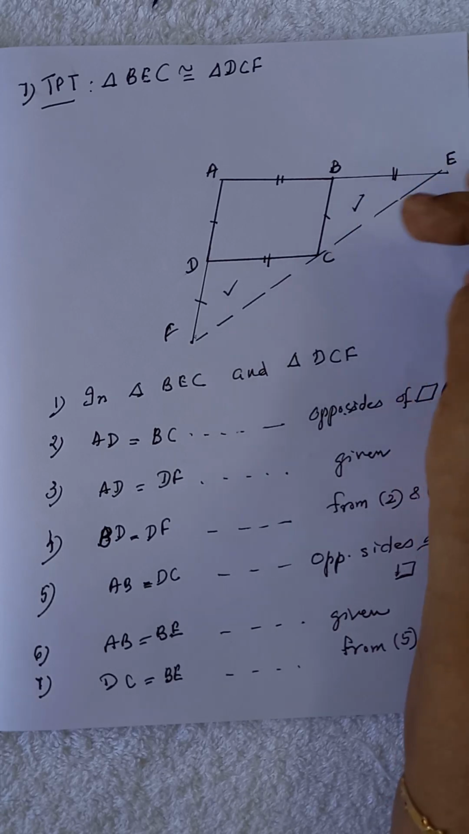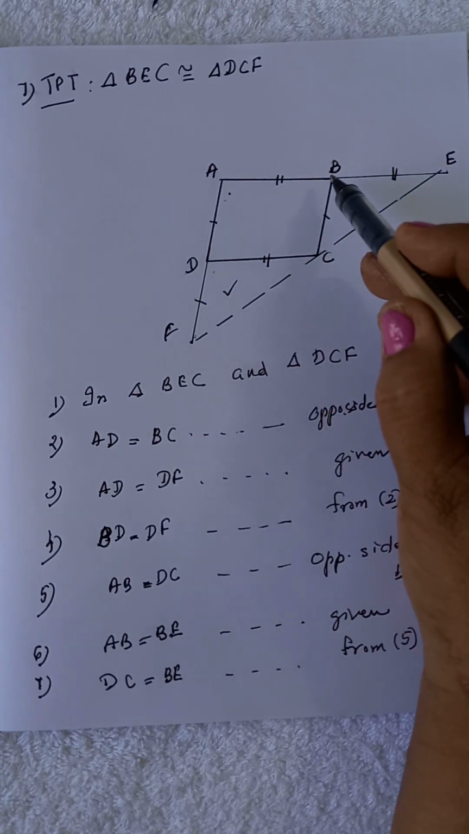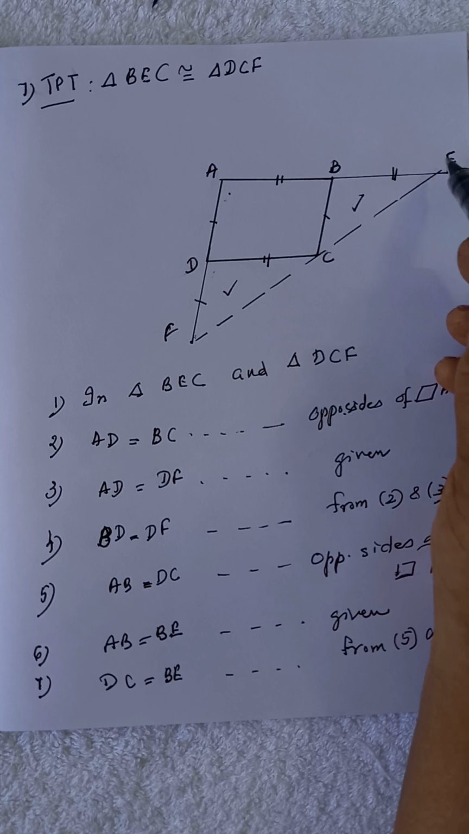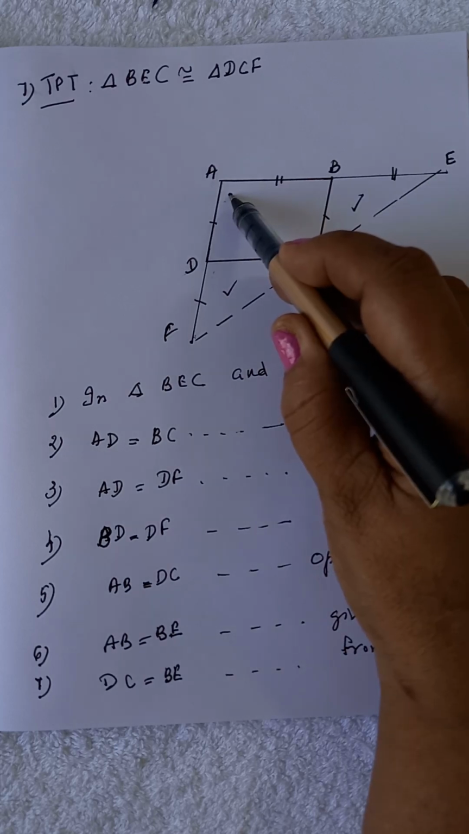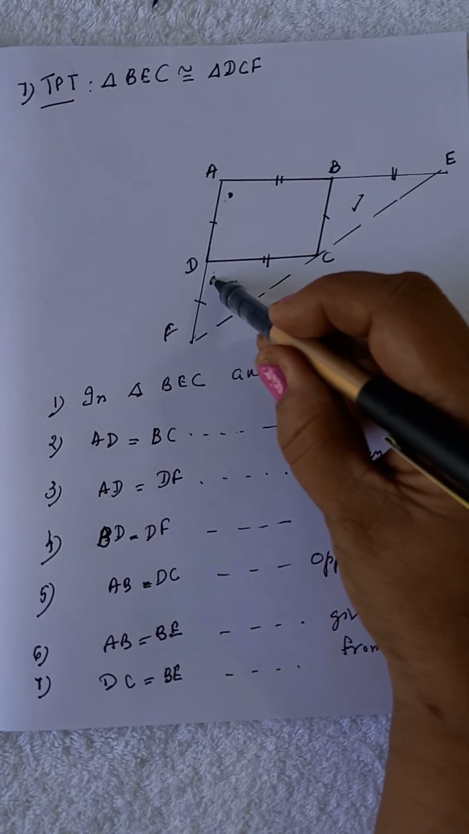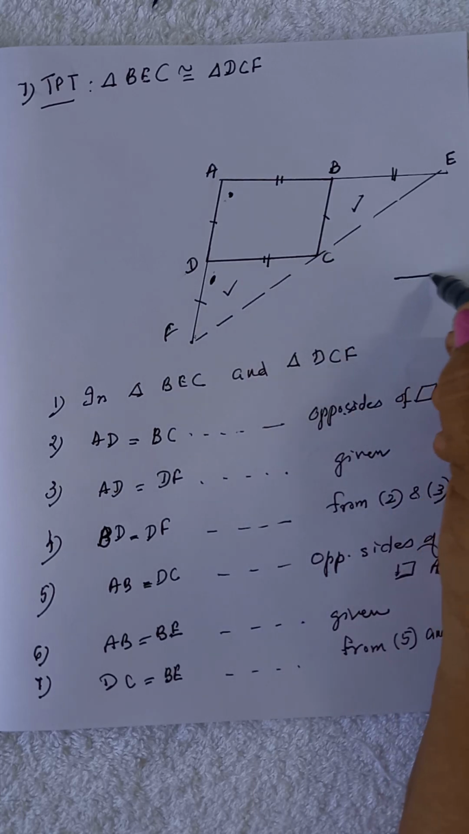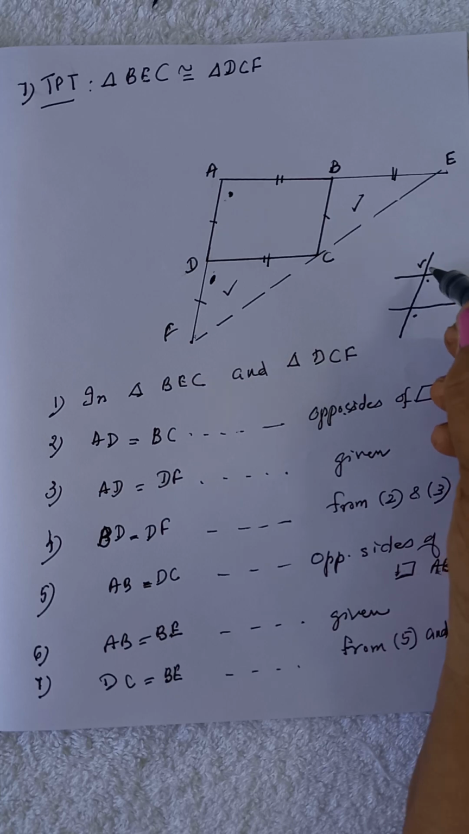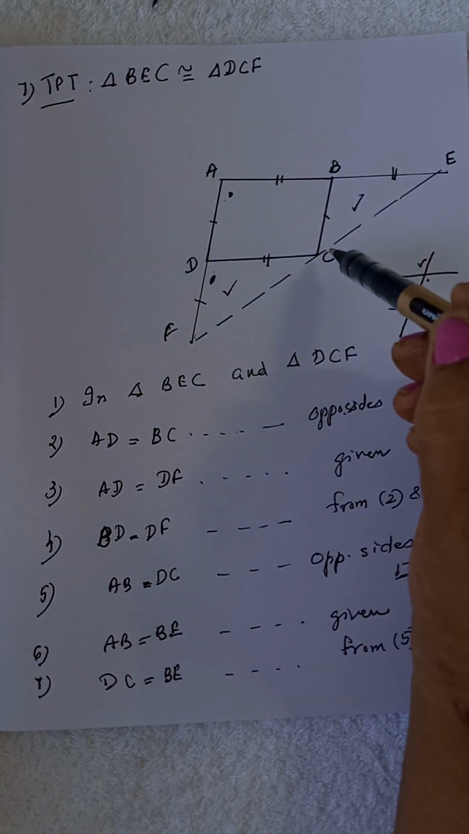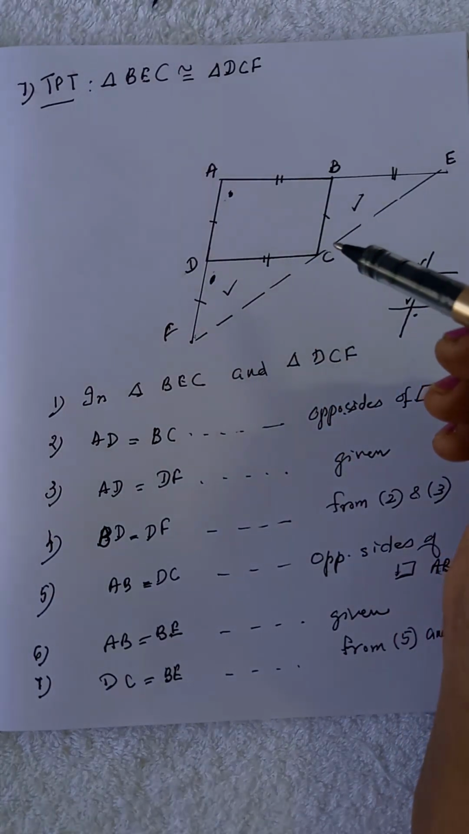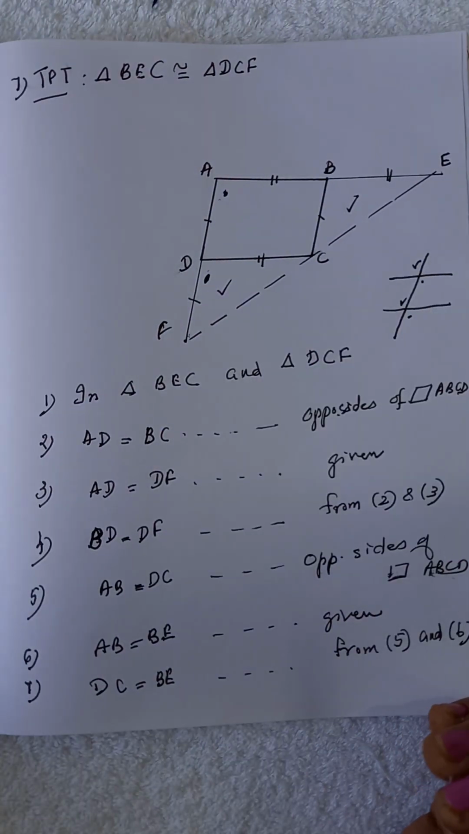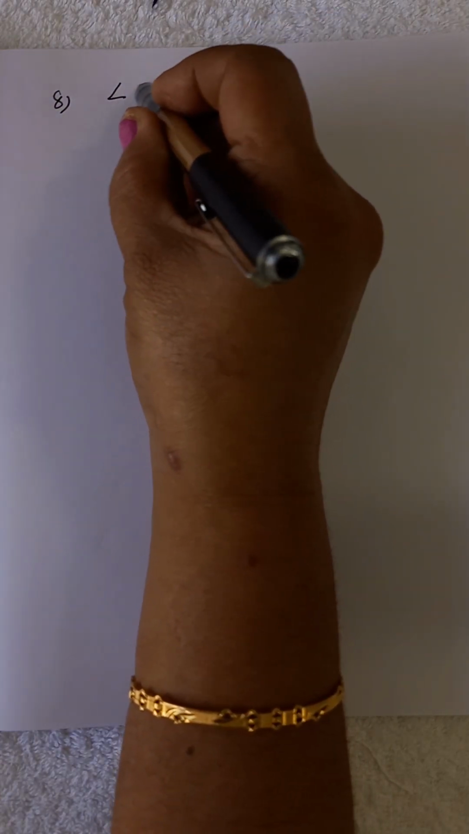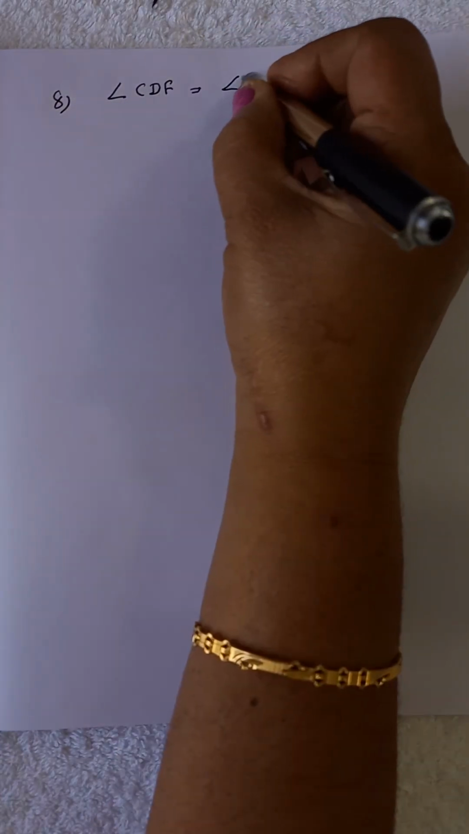So now what about angle CDF and angle BAD? If two parallel lines are cut by a transversal, these two angles are corresponding angles. So we can say that AB is parallel to DC, and this AF is the transversal. So we can write the eighth point as angle CDF is equal to angle BAD. What is the reason?